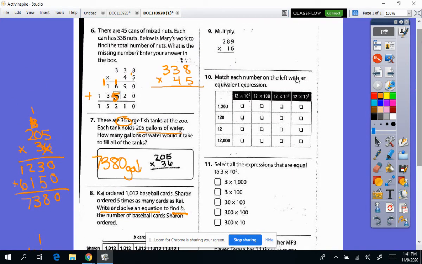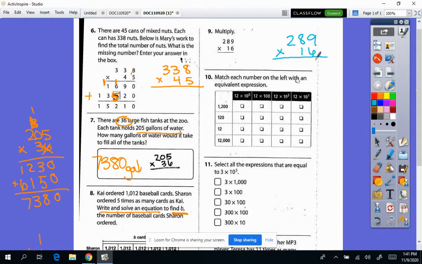Okay, let's move up to number 9. So this is a multiplication problem, just straight to the point here. So we have 289 times 16. This could be something that you would pause in the video, multiply for yourself, and then check. You can do that on all these problems, really.